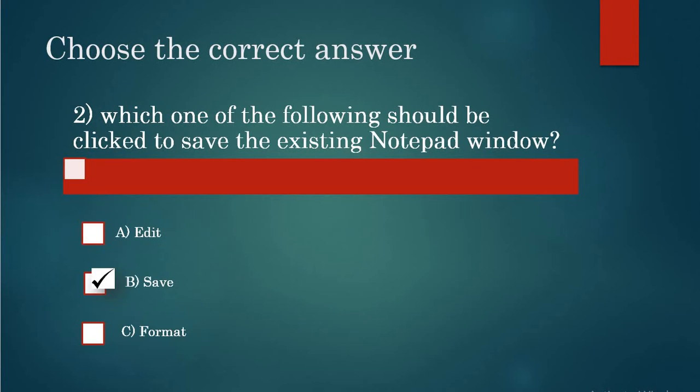Now, second question, which one of the following should be clicked to save the existing Notepad window? As the name suggests, the correct option is B, Save. Save is used to save the existing Notepad window.